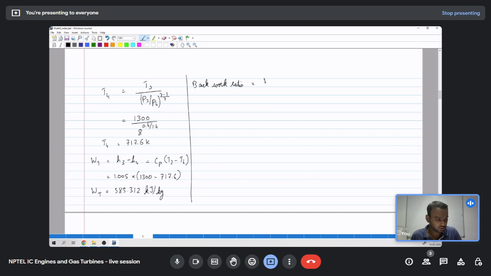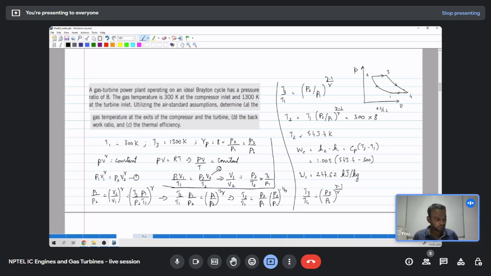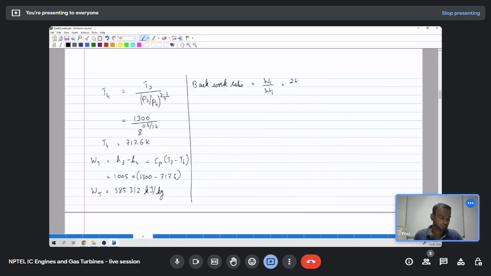Back work ratio is compressor work divided by turbine work, that is compressor work 244.62 divided by turbine work 585.312. So this is 0.418.